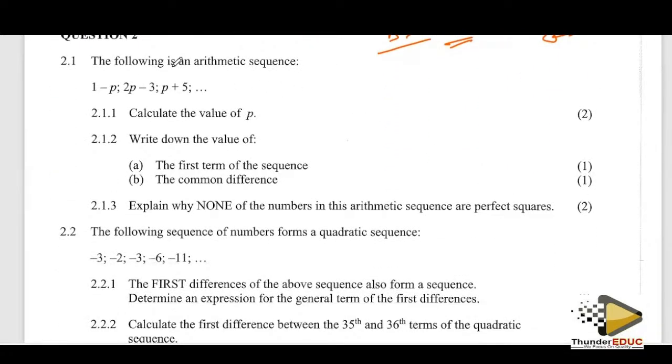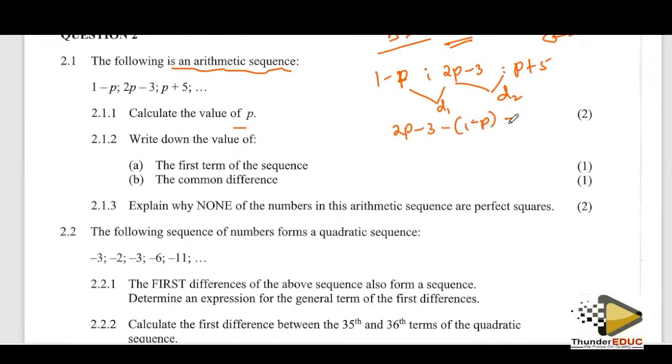Number 2, they're telling us below is an arithmetic sequence. So with arithmetic, remember, we have one common difference. We want to get the value of P. So we're going to say if we have 1 minus P, 2P minus 3, and then P plus 5. Let's get the difference. This is our difference 1, and then difference 2. So difference 1 has to be the same as difference 2. Okay, so 2P minus 3, I'm subtracting. I'll say 1 minus P must be equal to P plus 5 minus 2P minus 3.